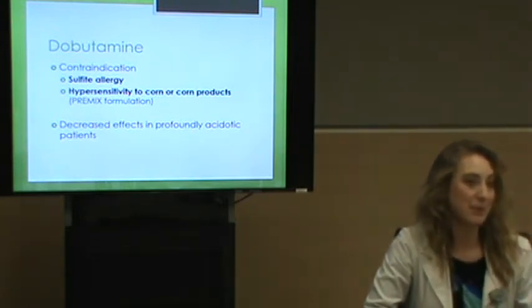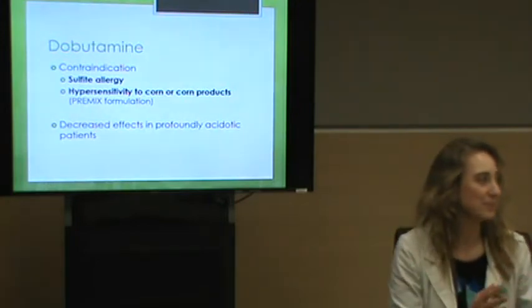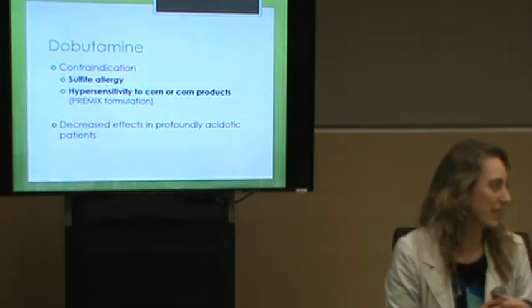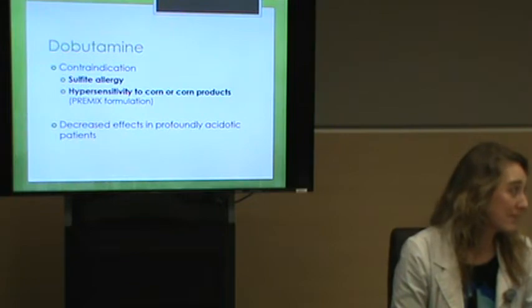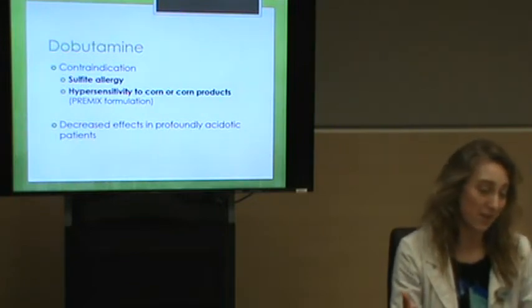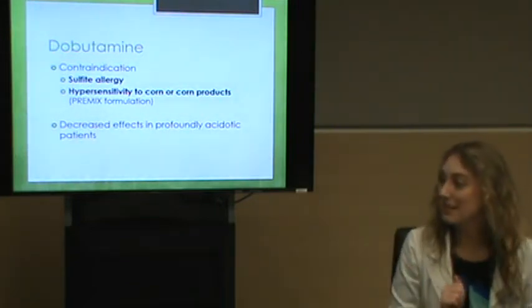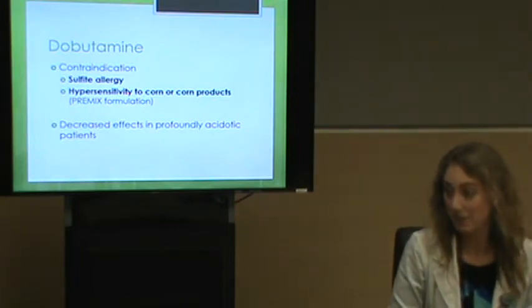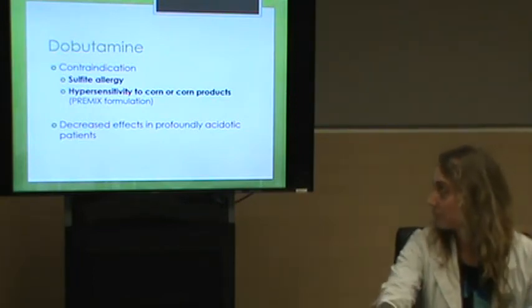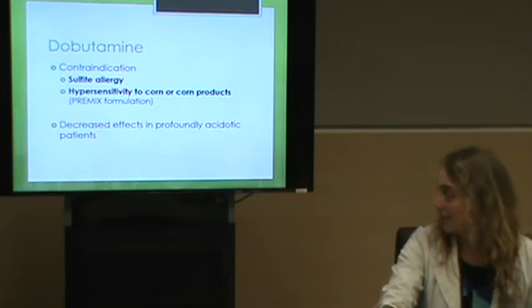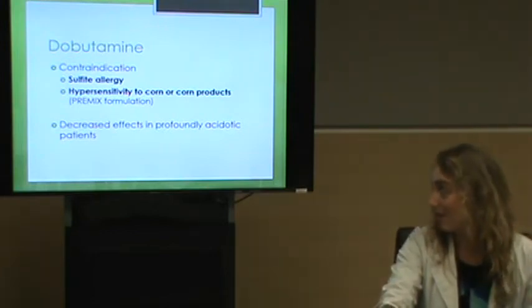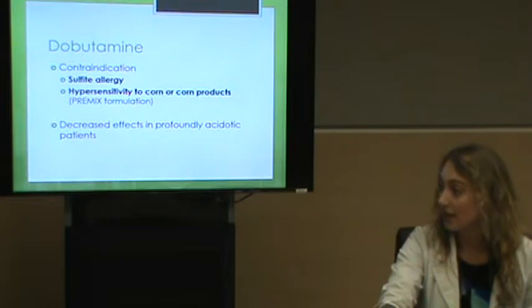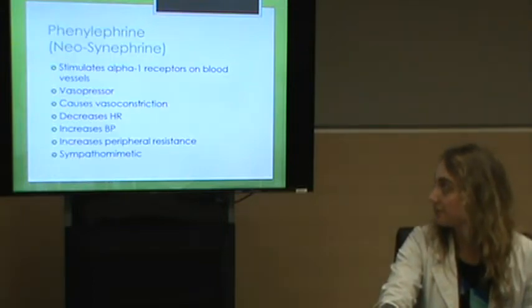Every now and then Epic will throw little tidbits your way when you're looking at a medication, and some of them are relevant and some of them don't always seem like they are. But if one comes up saying this patient has a sensitivity to corn, pay attention and ask the provider to switch the medication. This is also a medication that has decreased effects in acidotic patients. There are a few of the drips that have that same reaction.